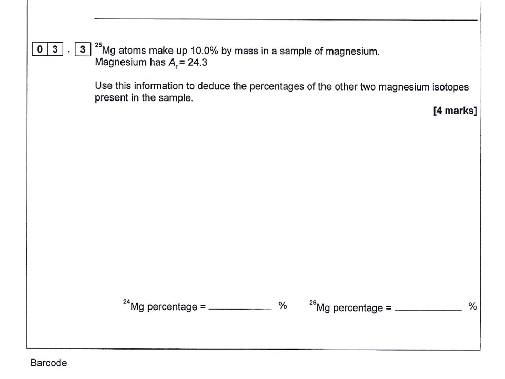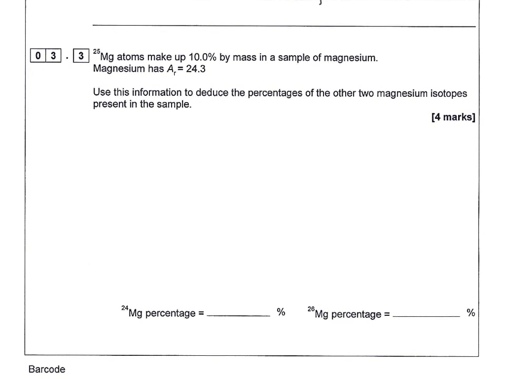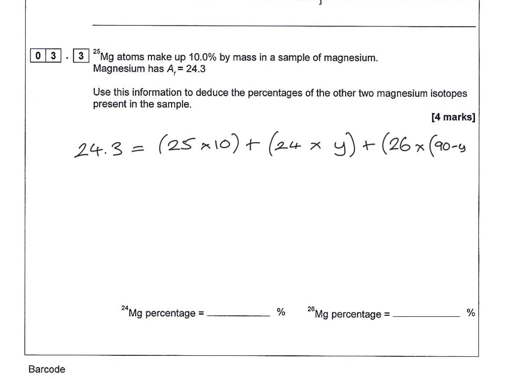This one's a little bit trickier. We know that the Ar is 24.3. We know one of the isotopes, which has a mass of 25, makes up 10%. We know there are 2 other isotopes, one that is 24, which we don't know the amount it makes up, so we're going to call that one y. And we know there's one that's a mass of 26, and we know that plus y is going to make 90. So this would be 90 minus y.